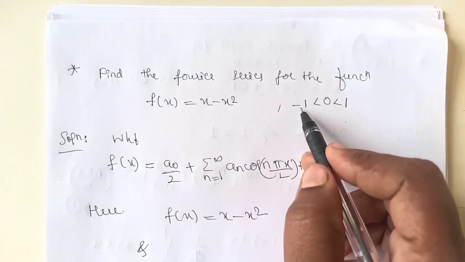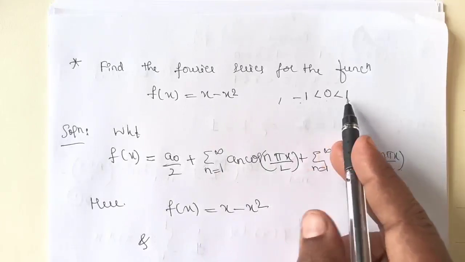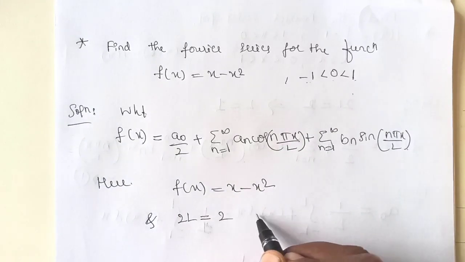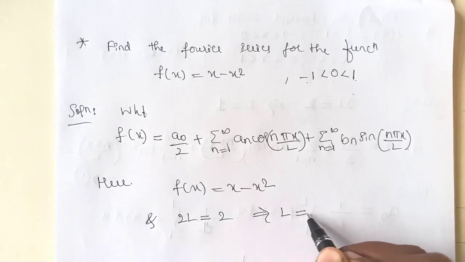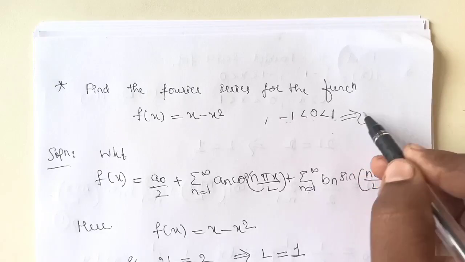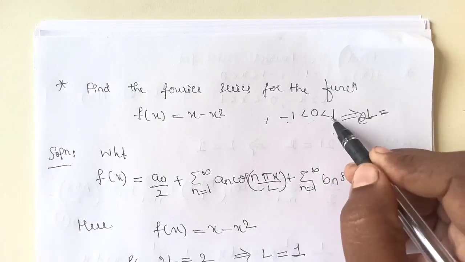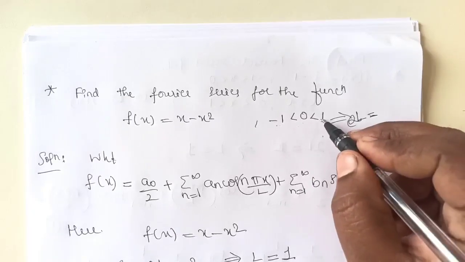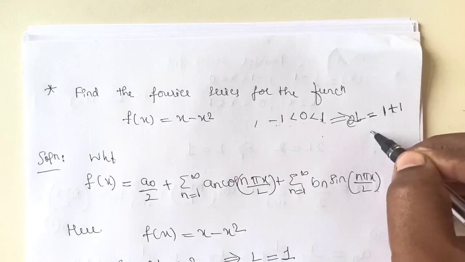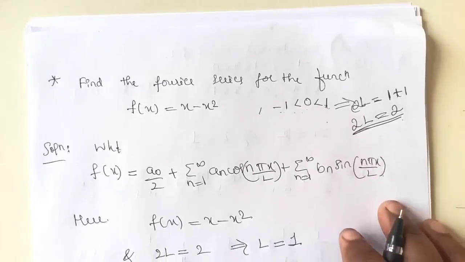So here given that f of x is equal to x minus x square, and the period is minus L to L. So that means here 2L value is equal to 2. This implies that L value is equal to 1. So the length of the period, that is 2L value, is equal to 1 minus into minus we have plus 1, which is equal to 2. So 2L value is equal to 2.